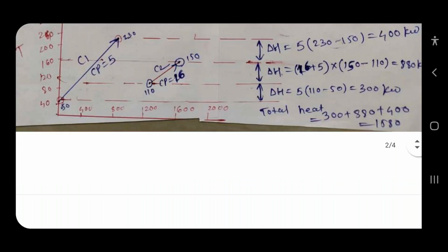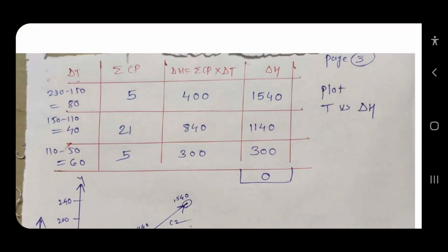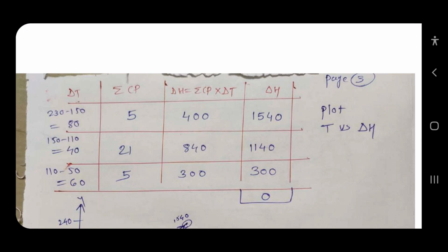Use of this table method. So the table method is simpler. 150 to 50 is 60. CP is 5. Again 5 into 60 is 300. So 300 is delta H, start from 300.